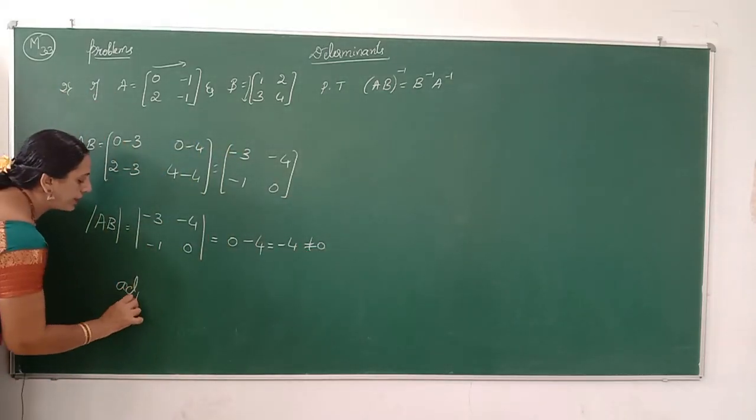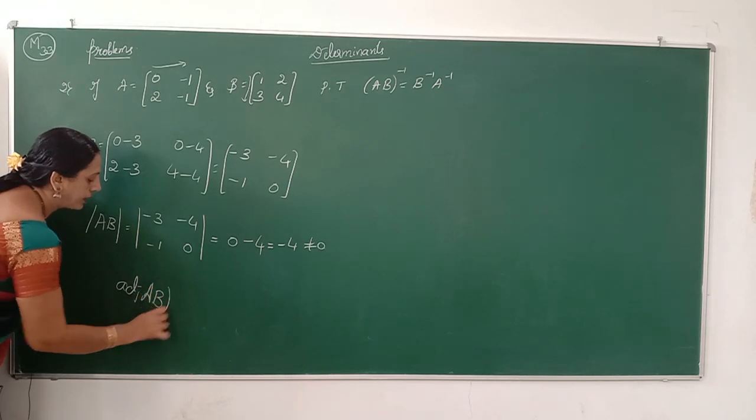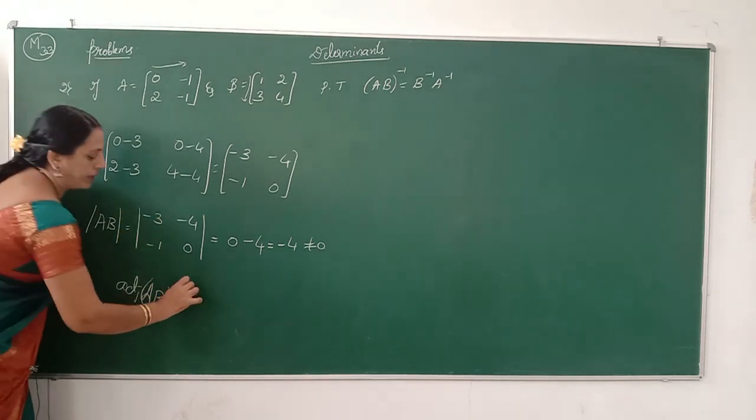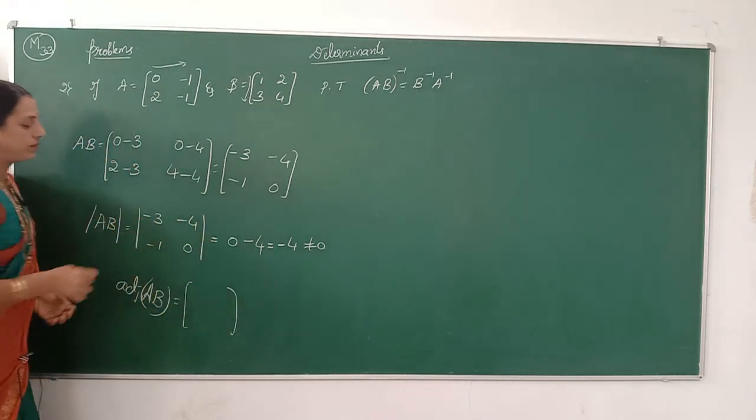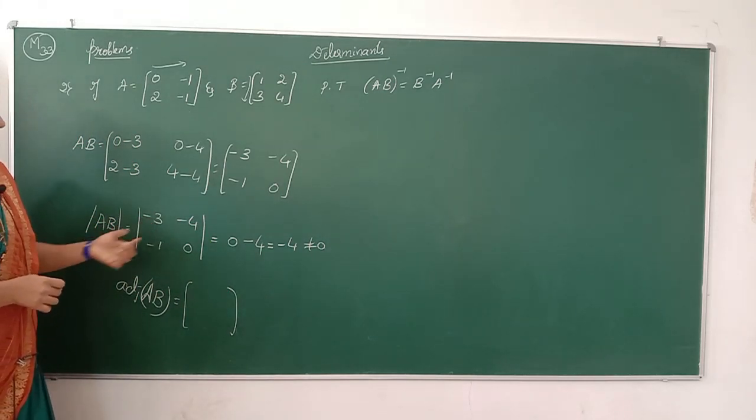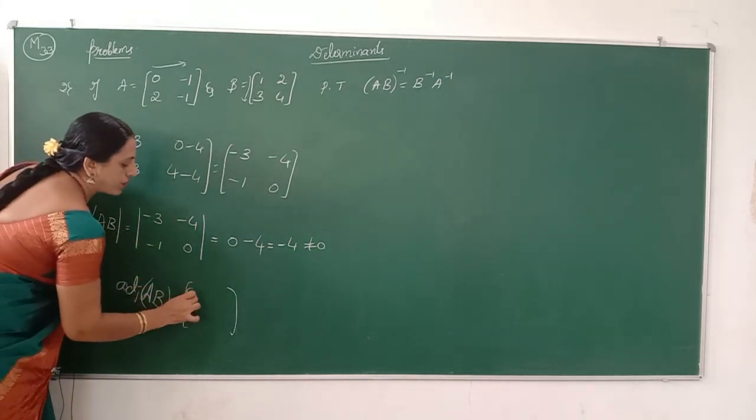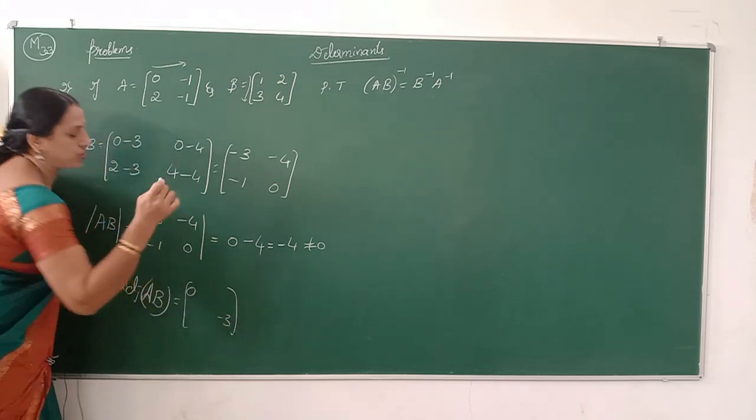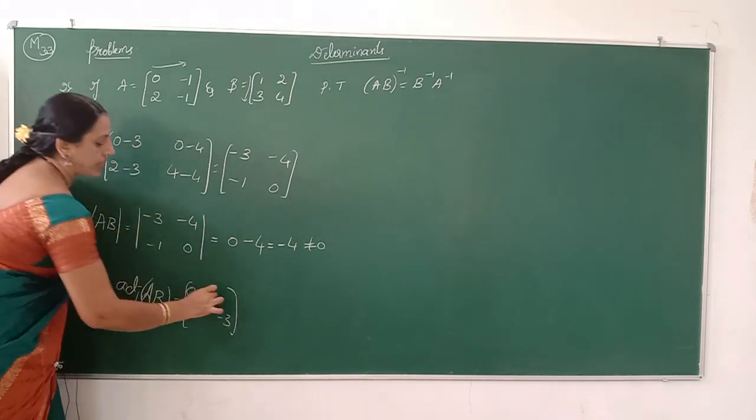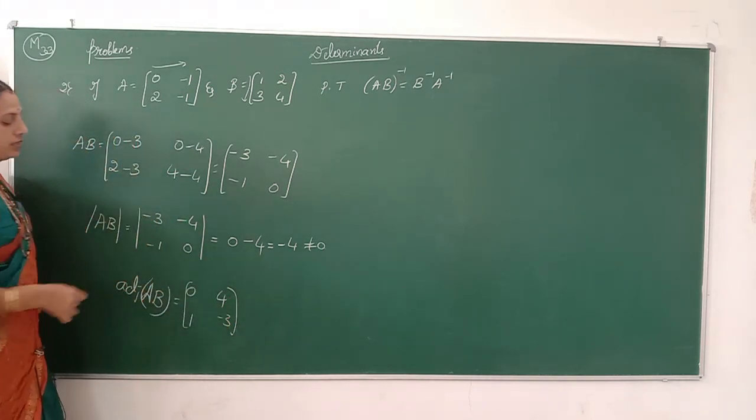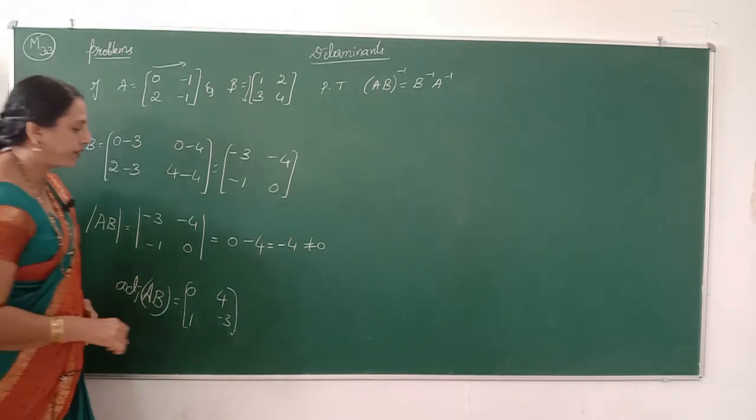Then we will find the adjoint of A into B. First we interchange the elements of the left diagonal, minus 3 and 0 are interchanged in their positions, and the right diagonal elements are multiplied by minus. That is the adjoint of AB.